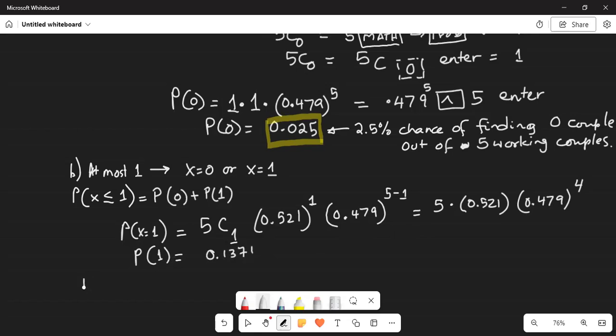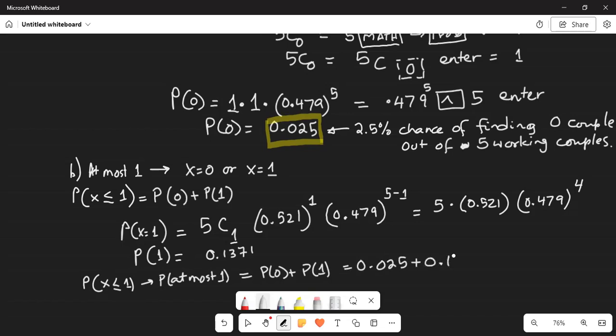And the answer is 0.1371. So P of x less than or equal to 1, which is at most 1, the probability of at most 1, is the probability of 0 plus the probability of 1, which is equal to 0.025 plus 0.1371, which is equal to 0.1621. So let me highlight that: that is the probability of at most 1.